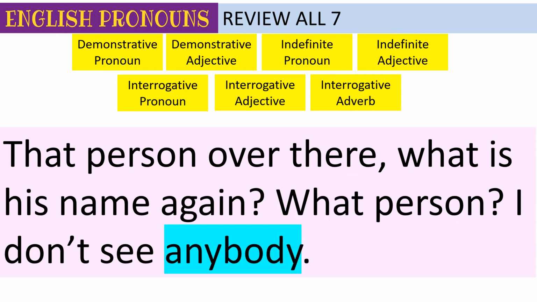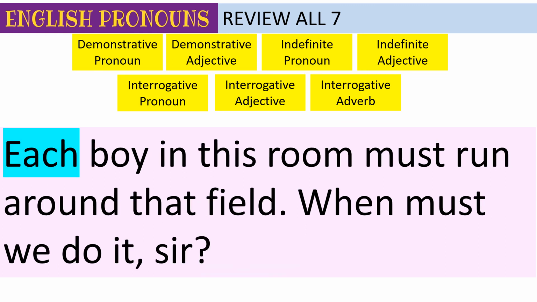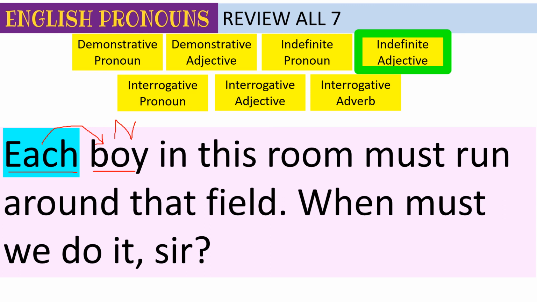I don't see anybody. Indefinite pronoun, right? Anybody, no gender, no name. It's vague, it's unclear, it's unsure, but it's not describing a noun, so it's an indefinite pronoun. Each boy in this room must run around that field. Each, let's see, that's an indefinite adjective. It describes the noun boy, but it is still indefinite. I don't know, each can be each anything, right? Okay.